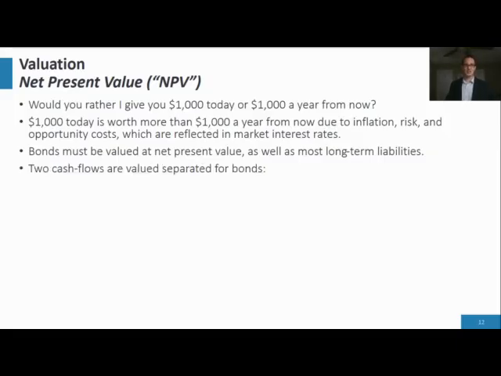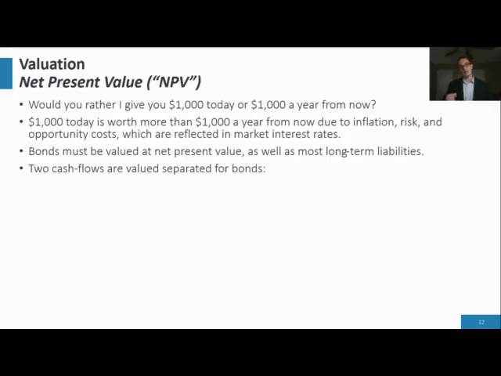So we're going to be looking at two cash flows for bonds. We have the principal payment, which we need to bring back, right? It's the same question, $1,000 today versus $1,000 a year from now. Same question if we say, well, what if I gave you $10 million 10 years from now? Well, what would that be worth to us today after taking into consideration risk, inflation, etc.?